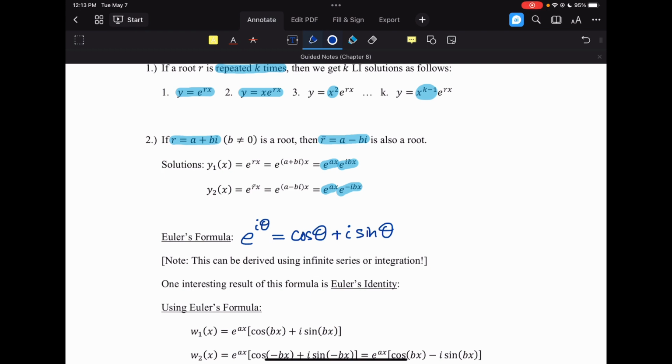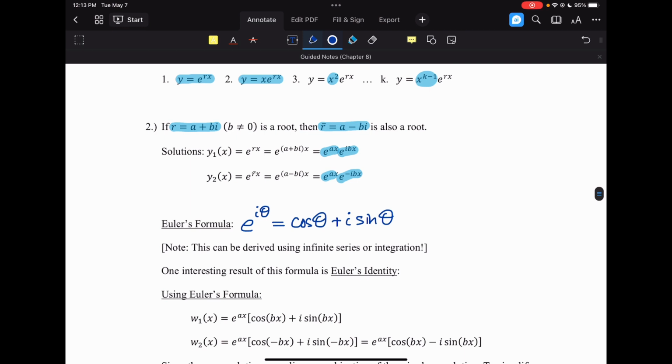As just a little bit of a tangent, one interesting result from this formula is Euler's identity. This is often considered to be the most beautiful formula in all of mathematics, and that is this relationship, e to the i pi plus 1 equals 0, which is fairly easy to derive if you just let theta be pi and then move things around a little bit. This is the result that you get.